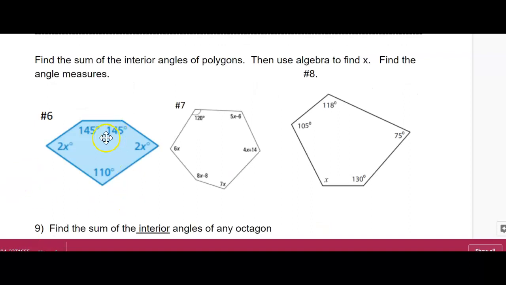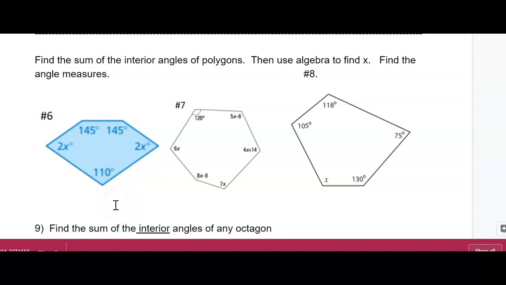Okay, use your notes. These are exactly the same. So you're going to find the interior angles of these polygons. Then you're going to use algebra to find the value of x, and you're going to plug it back in to find out what the actual angle is. So re-look at your notes.